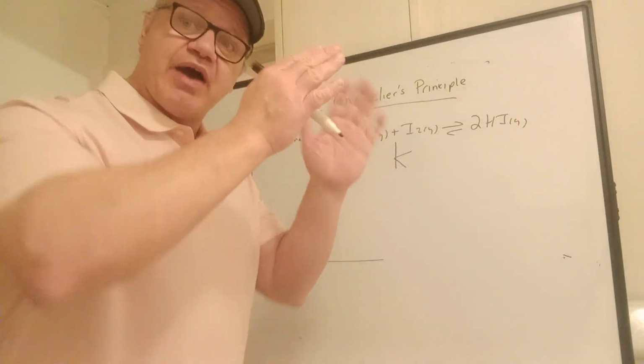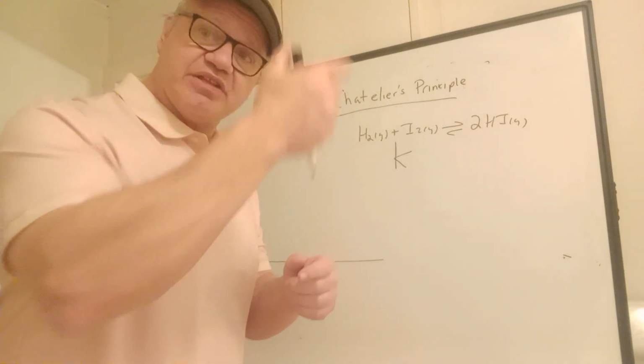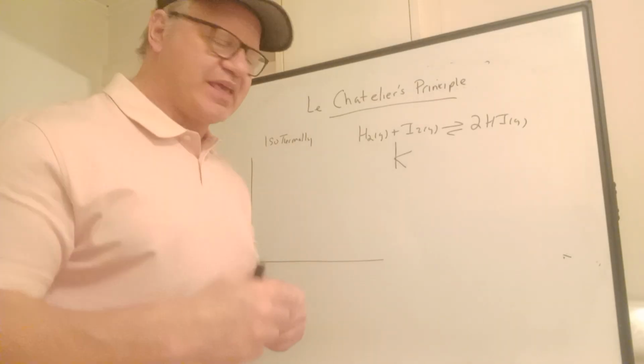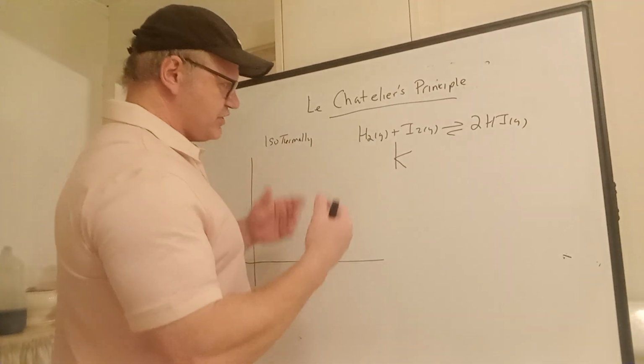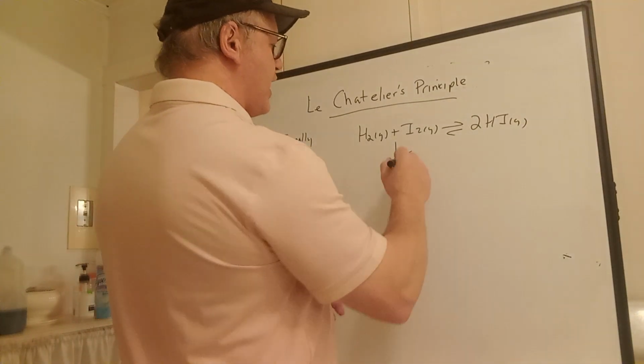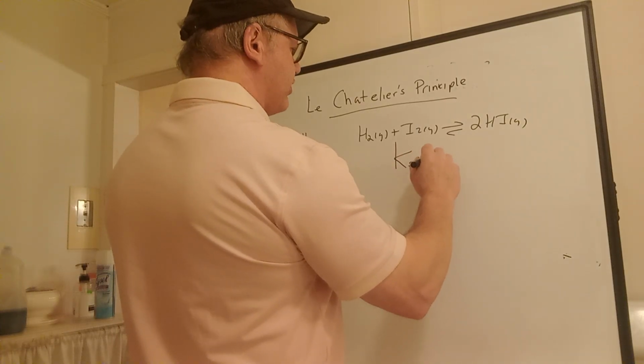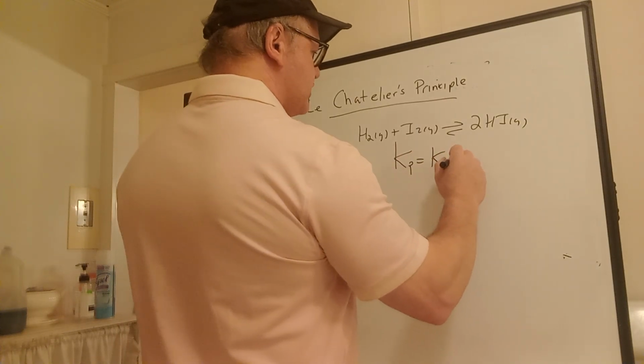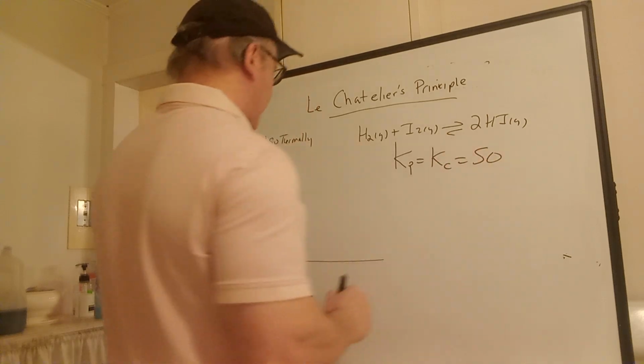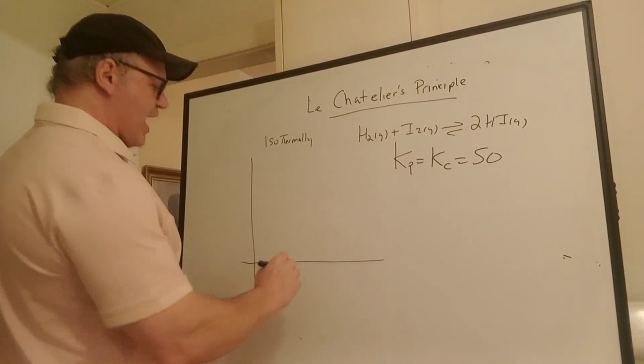So if you go back to how we converted, there's an RT raised to the delta n linking together Kp and Kc. Anything raised to the 0 is going to be 1. So Kp, let's just say arbitrarily at a certain temperature, is around 50. So we have a value for it. That's the only thing. So we have a reaction coordinate.